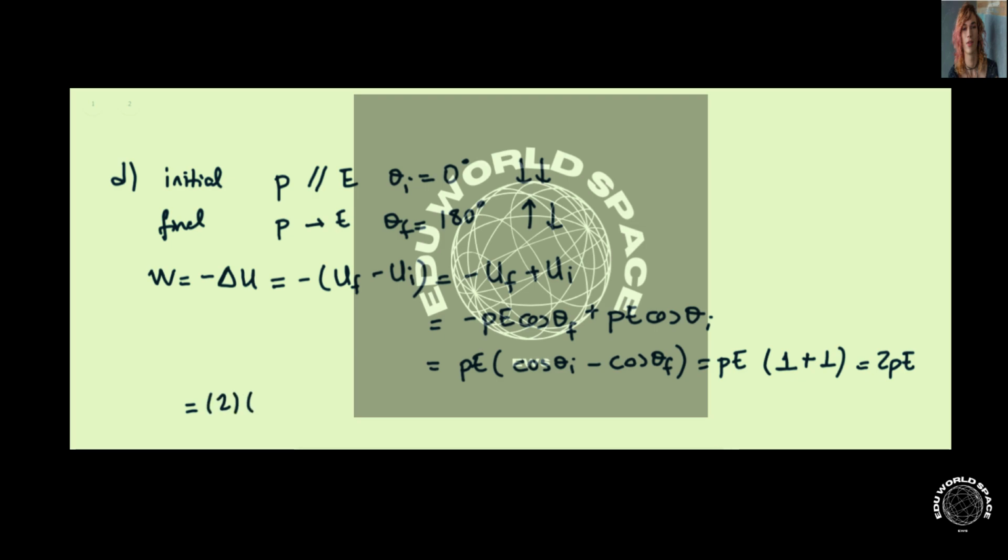So 2 times the dipole moment, which was calculated in part A to be 1.09 times 10 to the power of negative 28 coulomb meters, and the electric field was given to us as 2.2 times 10 to the power of 4 newtons per coulomb. So from here, the work done would be 4.8 times 10 to the power of negative 24 joules.